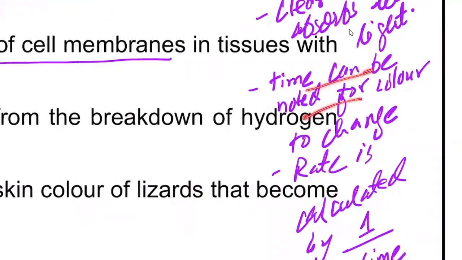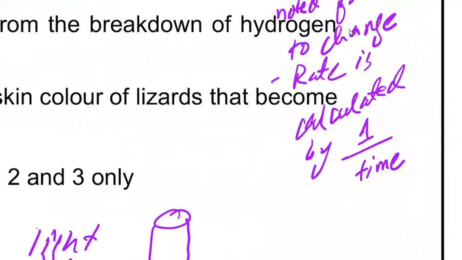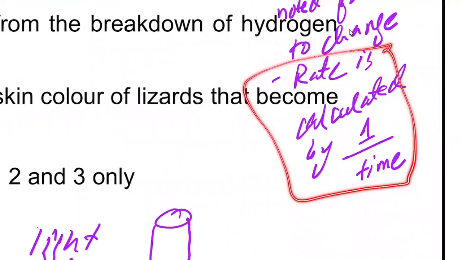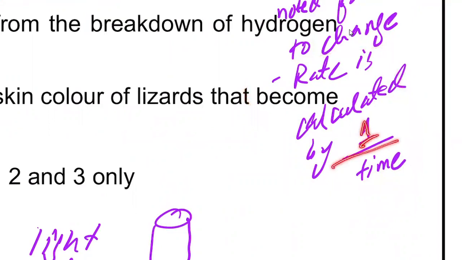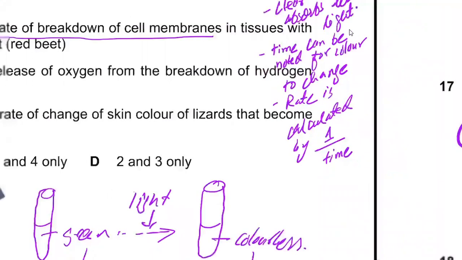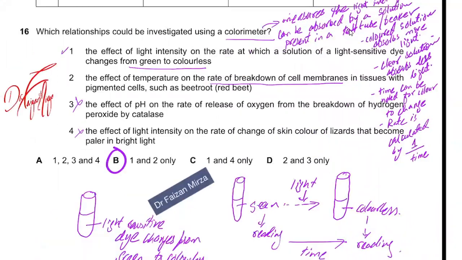Time can be noted for the color change to occur. How can you calculate rate? Rate is always calculated by 1 upon time. You divide 1 by time. And in case of distance and time given to you, which they can give in an experiment of photometer or transpiration, in that you can use the formula of distance upon time to calculate rate. So more of that later when we come to a question of that sort.